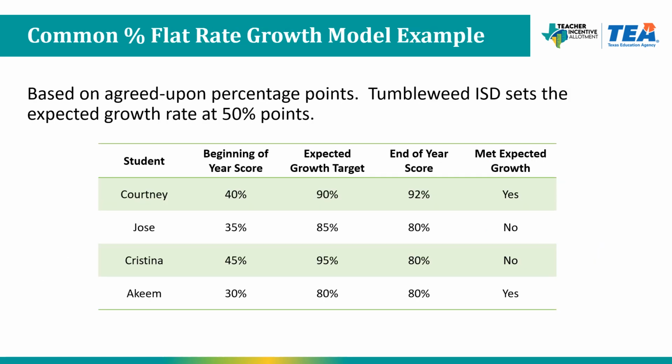In this example, Tumbleweed ISD has set its expected growth rate at 50%. Akeem scored 30% on the beginning of the year exam. Adding 50 percentage points to his score would be required to show growth on the post-test. According to the table, he met growth with an 80% on the post-test. Conversely, Christina did not meet expected growth because her EOY score did not meet or exceed the expected growth target.